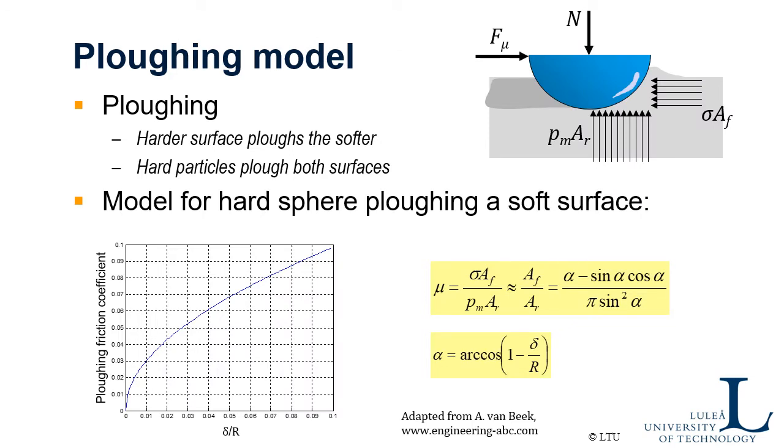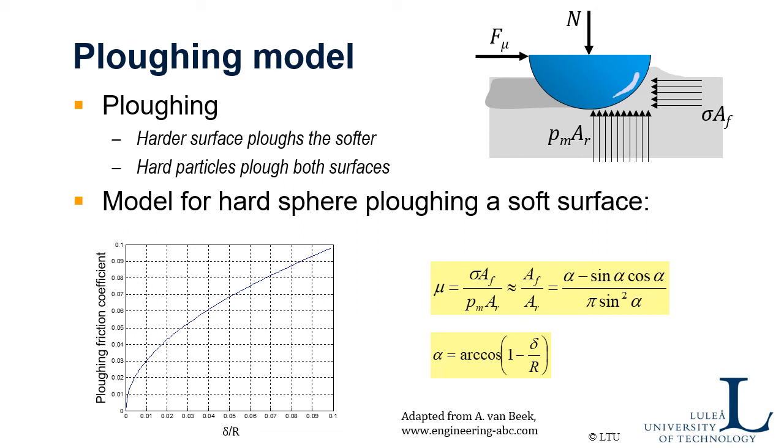A simple plowing model is shown in this picture. Let's assume that we have a spherical asperity like this, and this spherical asperity is sliding and constantly deforming the surface. You create a resistance, a stress sigma multiplied by the front area here, and at the same time you have some average area in contact. You have the real area of contact multiplied by the pressure in the contact, which is normally the hardness, as you remember.